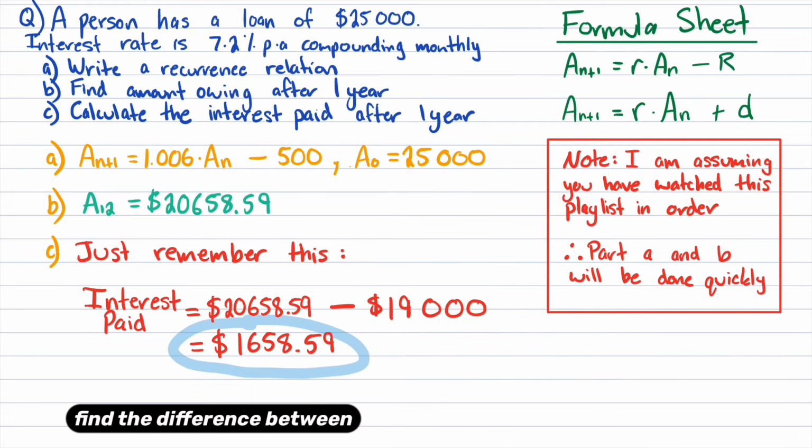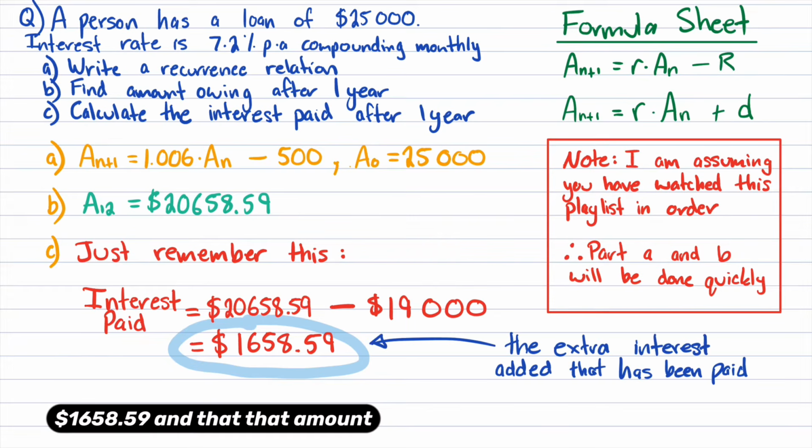So once I find the difference between those two values, I get about $1,658.59. And that amount there, what that represents is that's the extra interest that's been added onto the loan that's been paid. So that's the extra amount that the bank has made from us.